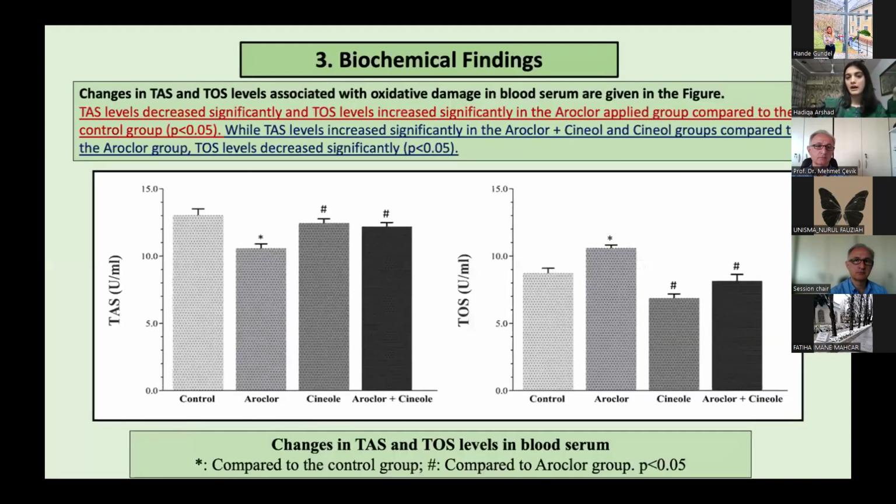Next, we talk about the biochemical findings. The biochemical findings were about TAS and TOS levels. First, we checked into the blood serum. As you can see, TAS is the total antioxidant status and TOS is the total oxidant status. Antioxidant status in aeroclor was lowered as compared to the other groups. And oxidant status in aeroclor was increased as compared to the other groups.